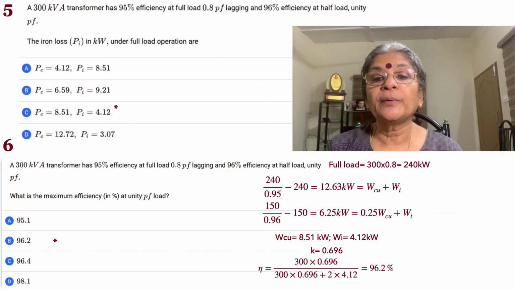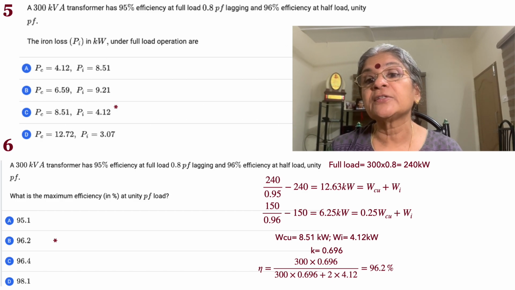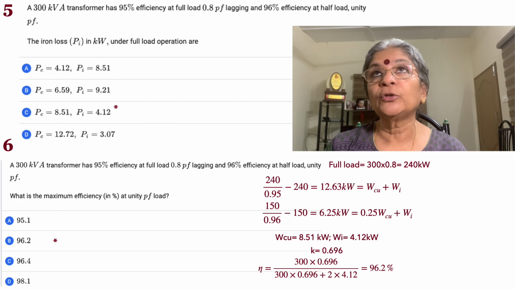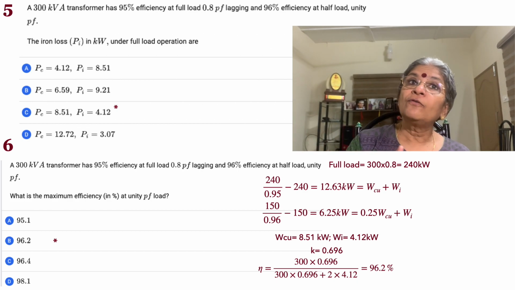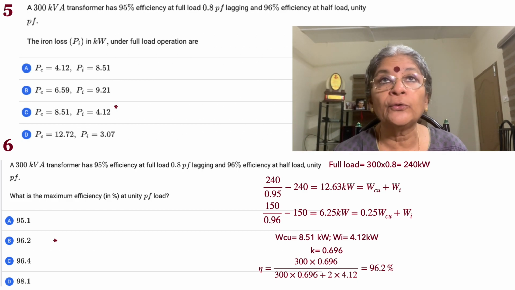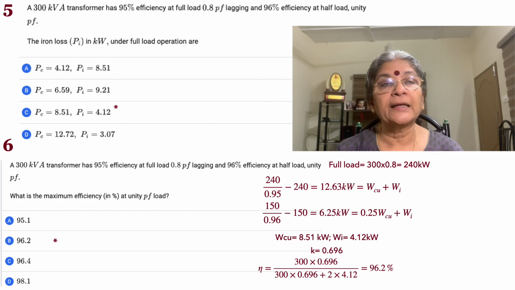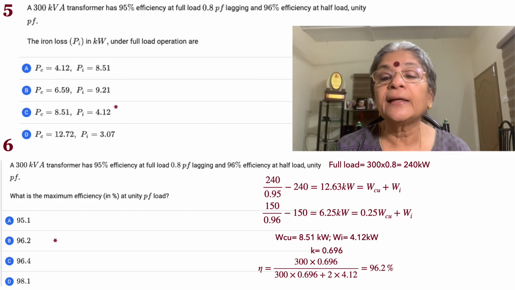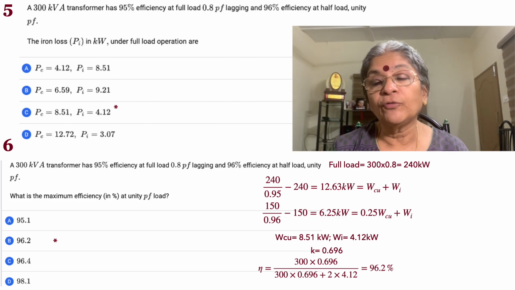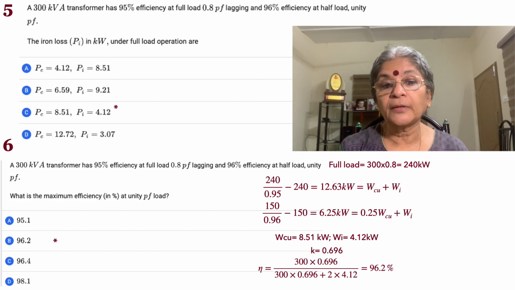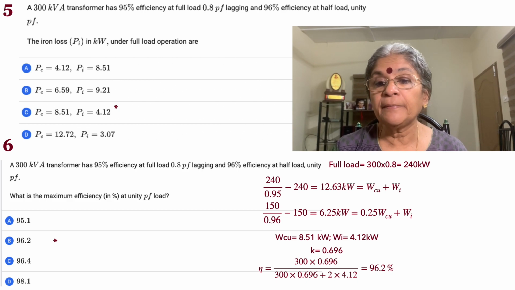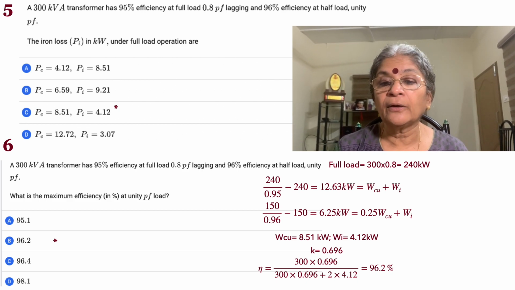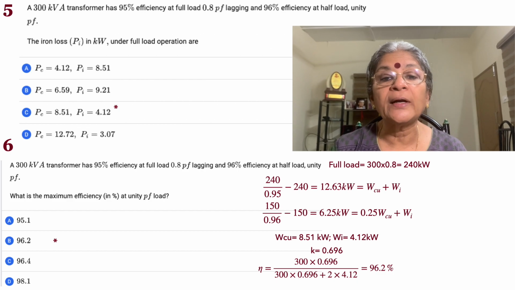Fifth one: a 300 kVA transformer has 95% efficiency at full load at 0.8 power factor lagging, and 96% efficiency at half load unity power factor. So there are two cases. One is 95% at full load, where the loss is WCU plus WI, at 0.8 power factor lagging. The other is 96% efficiency at half load, unity power factor. What is required is the iron loss in kilowatt under full load operation.